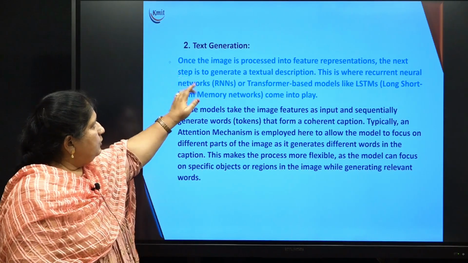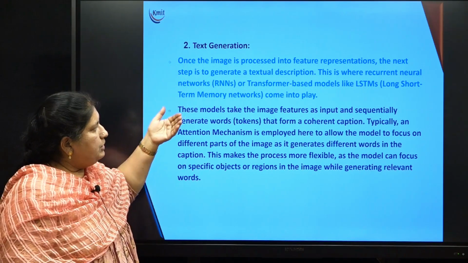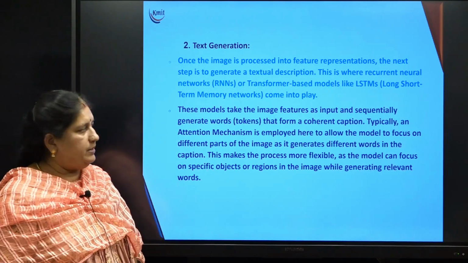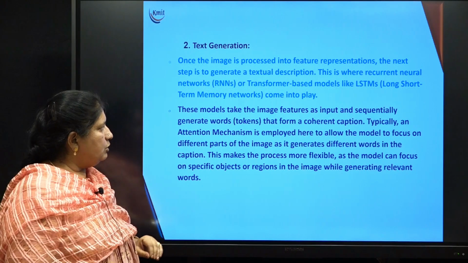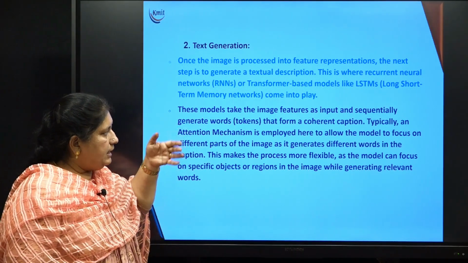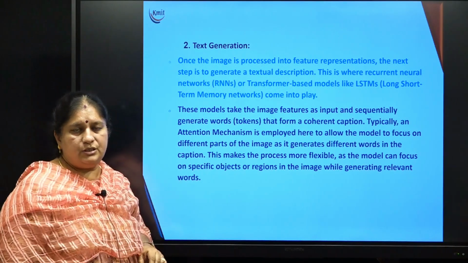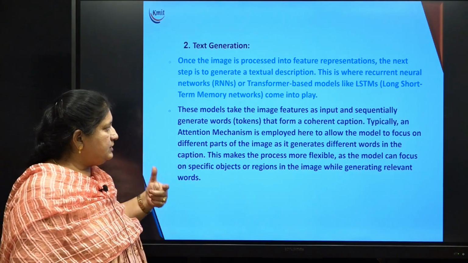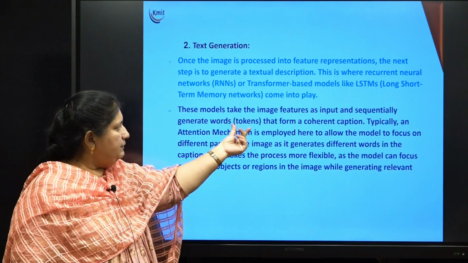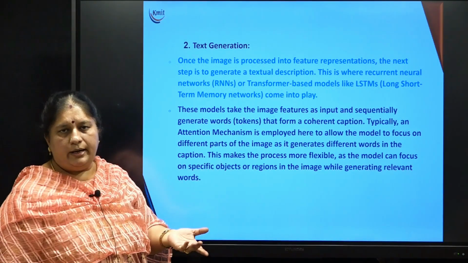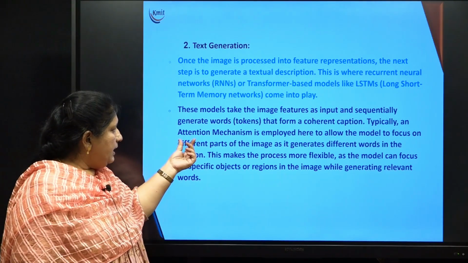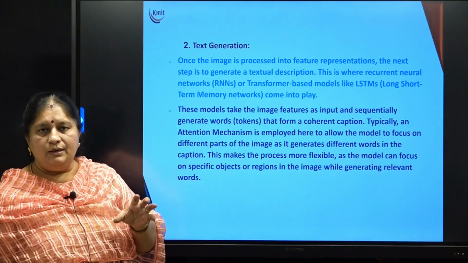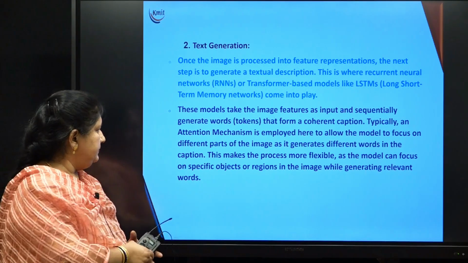Then once the image is processed, we go for the text generation. In order to generate the text, we use an RNN or transformer based models. Using these models, the image features are taken as the input, which are generated as output from the CNN. So you take those features as input and sequentially generate the words which will form a coherent and relevant caption. Sometimes we might also use the attention mechanism in order to understand the importance of the words while generating the caption.